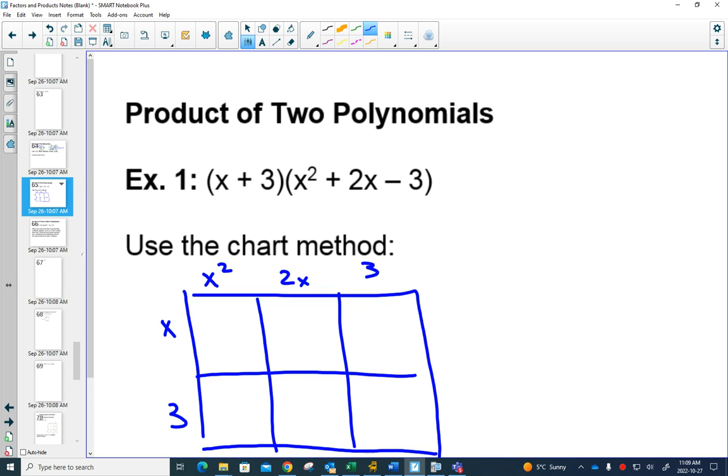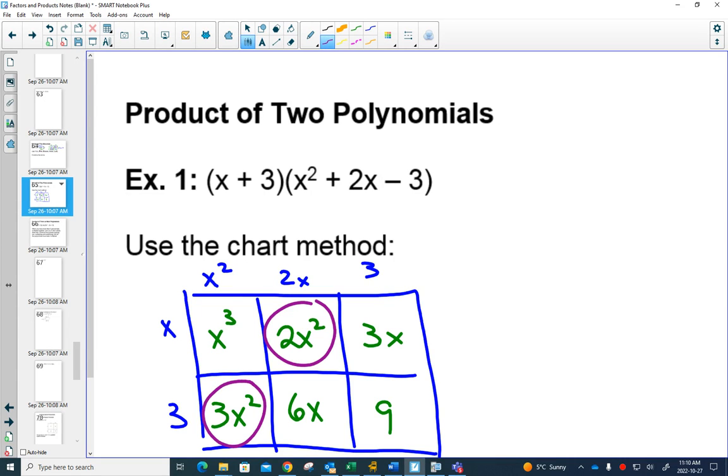So your chart would now have 6 boxes instead of 4 boxes. And it's not hard to multiply all the things. What is X times X squared? X cubed, and X times 2X, 2X squared, and X times 3, 3X, and 3 times X squared, 3X squared, and 3 times 2X, 6X, and 3 times 3, 9.